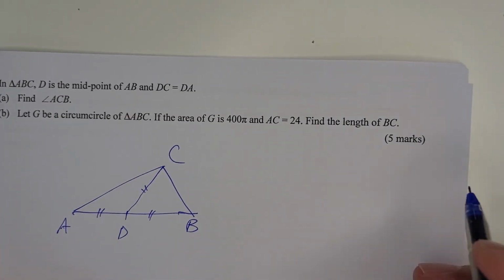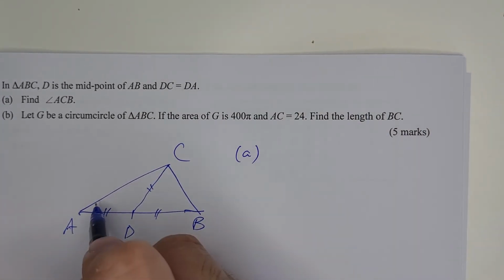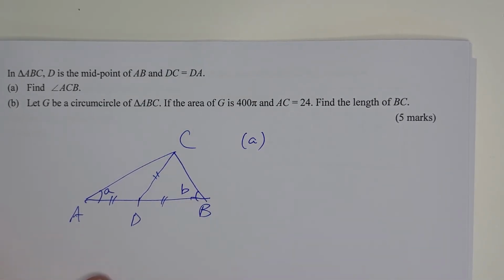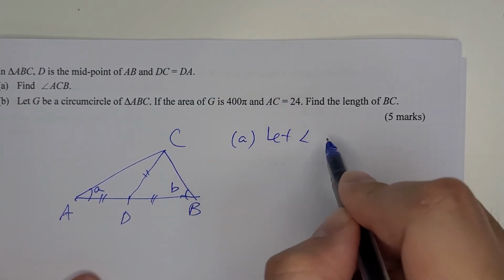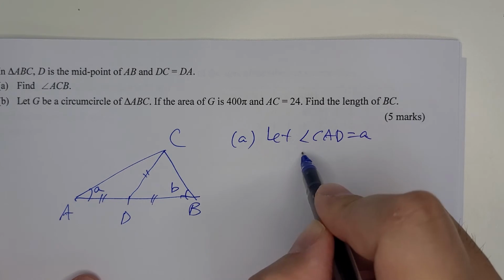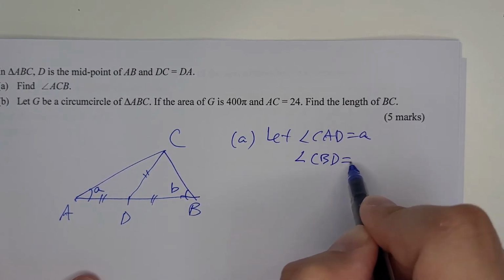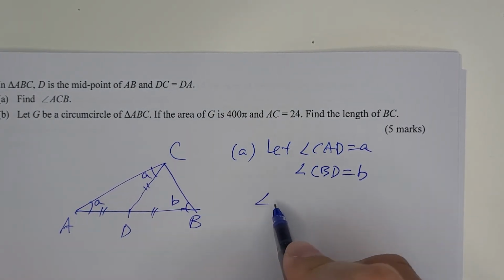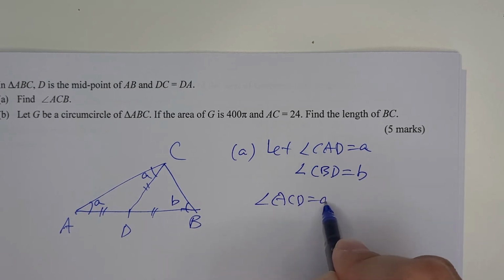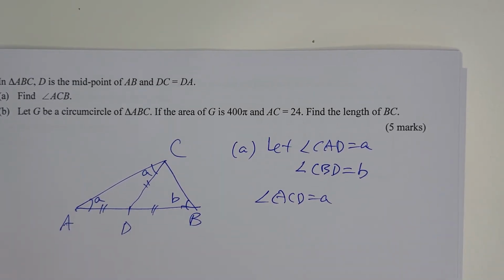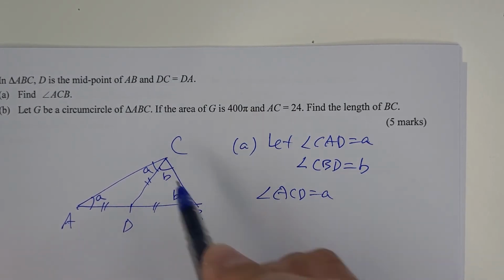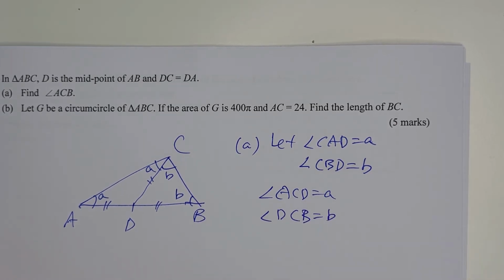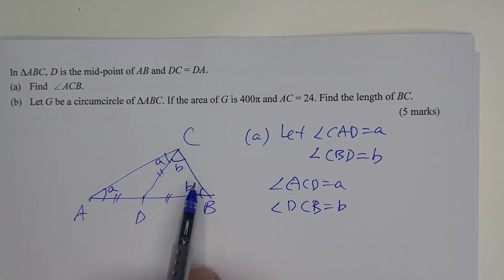So let's see, how do we do this? Part A. Let angle CAD be small letter a, and angle CBD be small letter b. You can see that this is also small letter a, so angle ACD equals a also, base angles of an isosceles triangle. And this one also, angle DCB equals small letter b also, because of the base angles of an isosceles triangle.